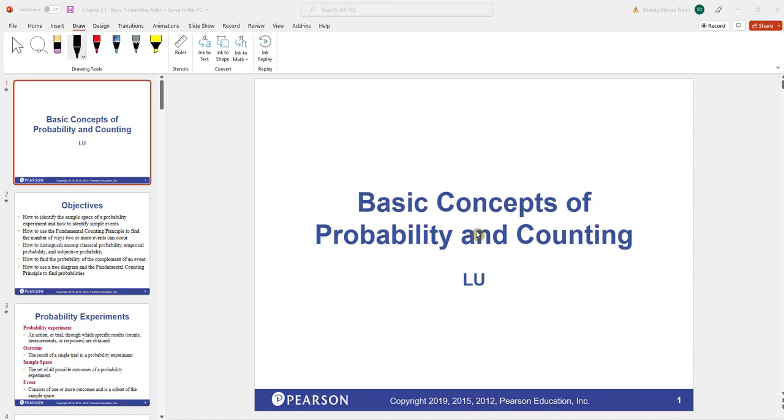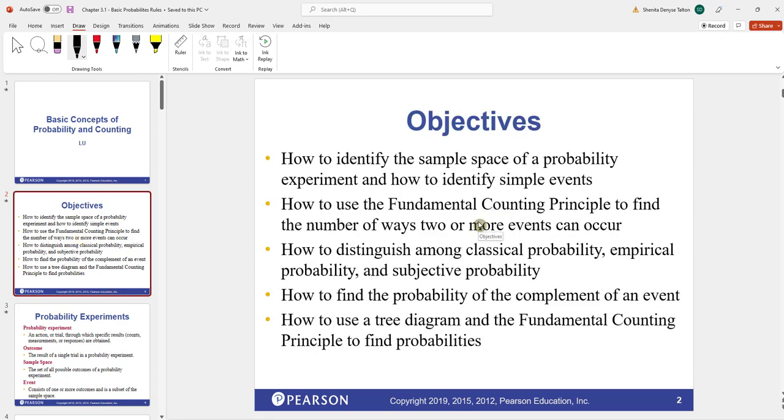In this video, I will talk about the basic concepts of probability and counting. We will learn how to identify the sample space of a probability experiment and how to identify simple events. We will talk about the fundamental counting principle and how to find the number of ways two or more events can occur. We will distinguish among classical, empirical, and subjective probabilities.